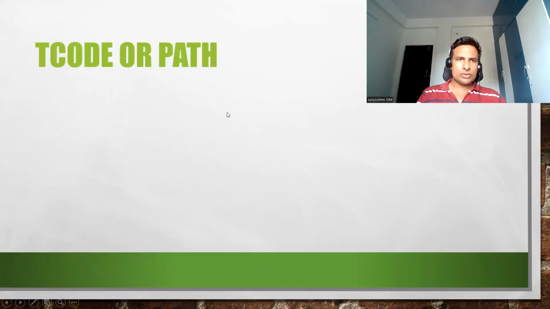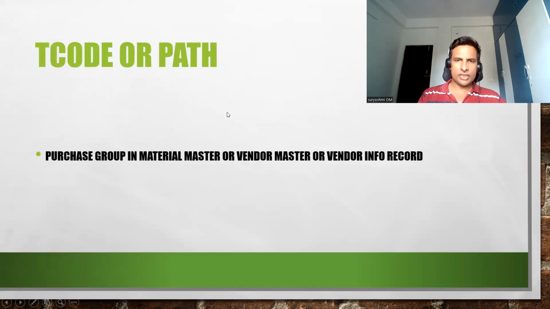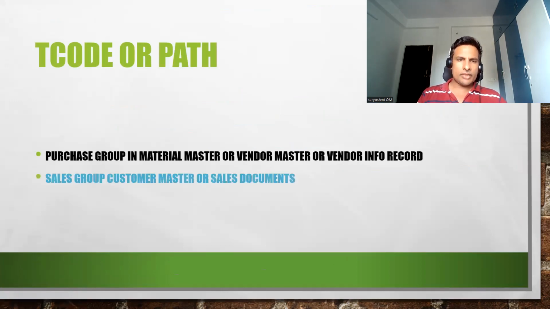Okay, so let's see this. That's what I mentioned. You can see the purchase group in the material master, vendor master or vendor info record. Whereas the sales group is an attribute in the customer master, and it gets copied from your customer master to the sales document whenever you create a document. Let's try to check this one.